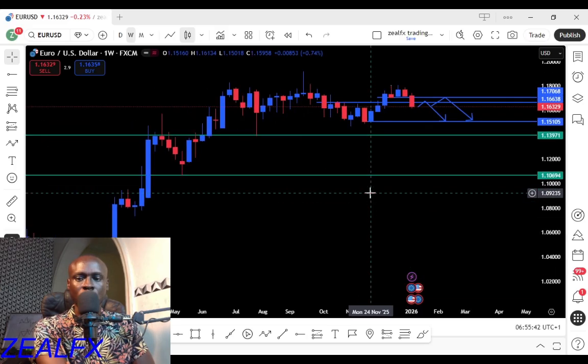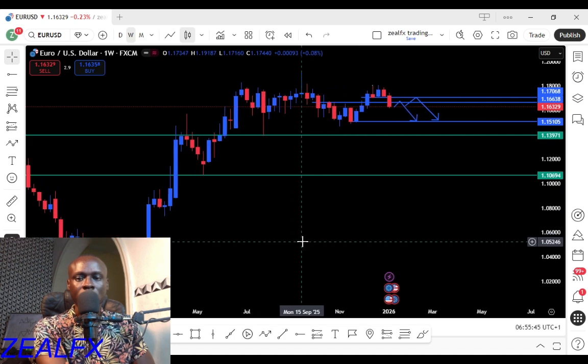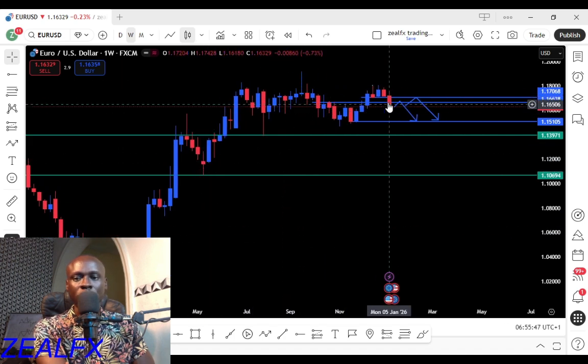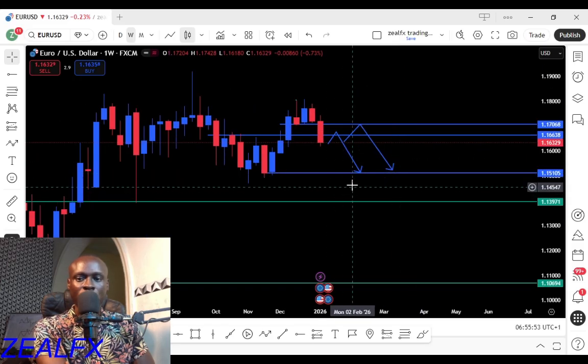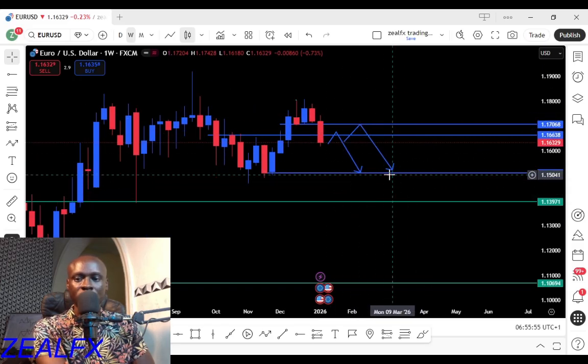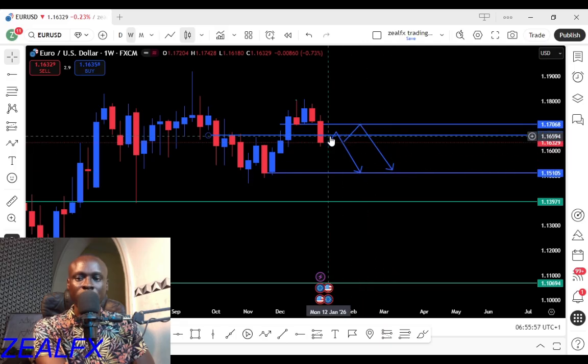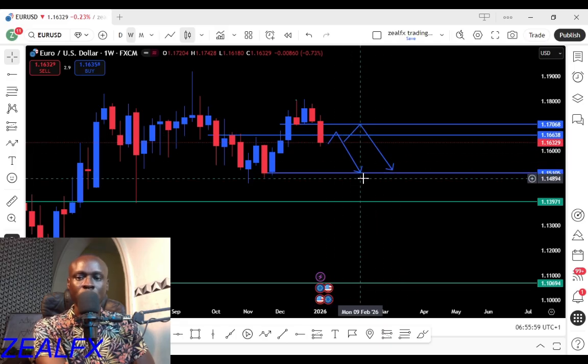So let's look at the structure of the weekly chart on EURUSD. Our structure on EURUSD still remains a sideways trend. We don't have a clear direction for trend yet, but our scenario for this week still remains sell, which is we expect more of a bearish trend for the EURUSD on the weekly chart.